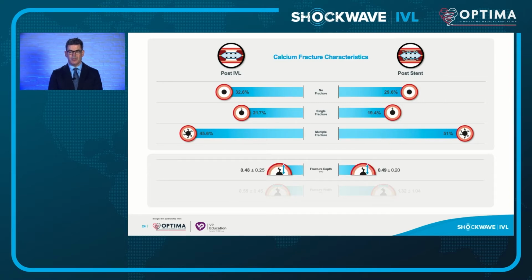The fracture depth measured by OCT was 0.48 millimeters, and the fracture width 0.55. And what we see with the stent expansion is that the fracture width then expands following IVL and following stent implantation. What this information tells us is that the mechanism of action is likely to be calcium fracture visible by OCT, but there is an additional mechanism of action which suggests that microfractures may be playing a part in the expansion characteristics of a calcified lesion once treated with IVL.